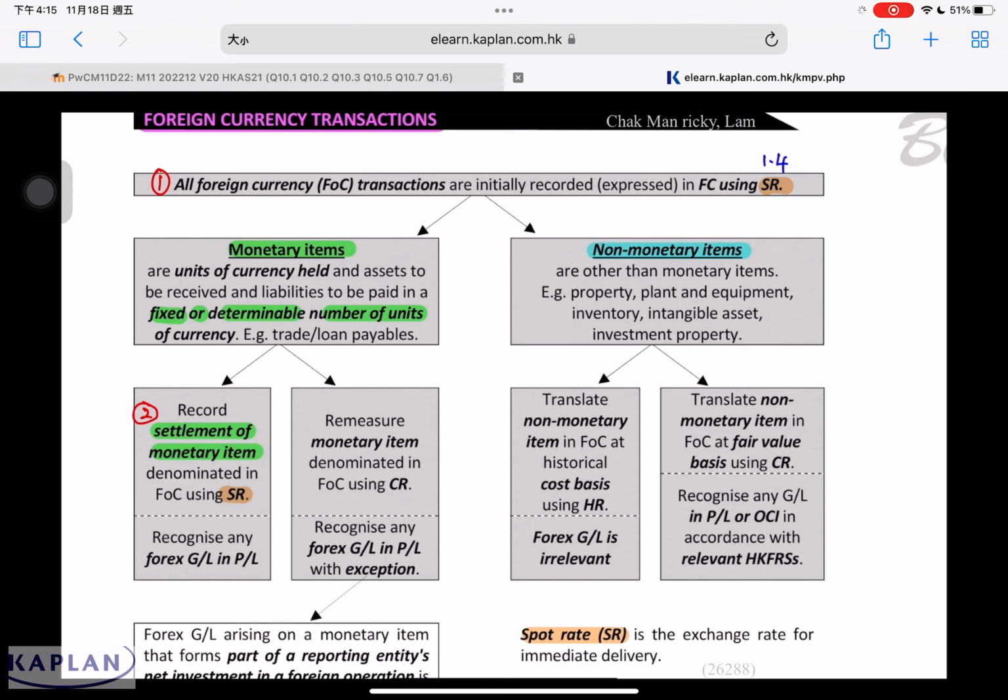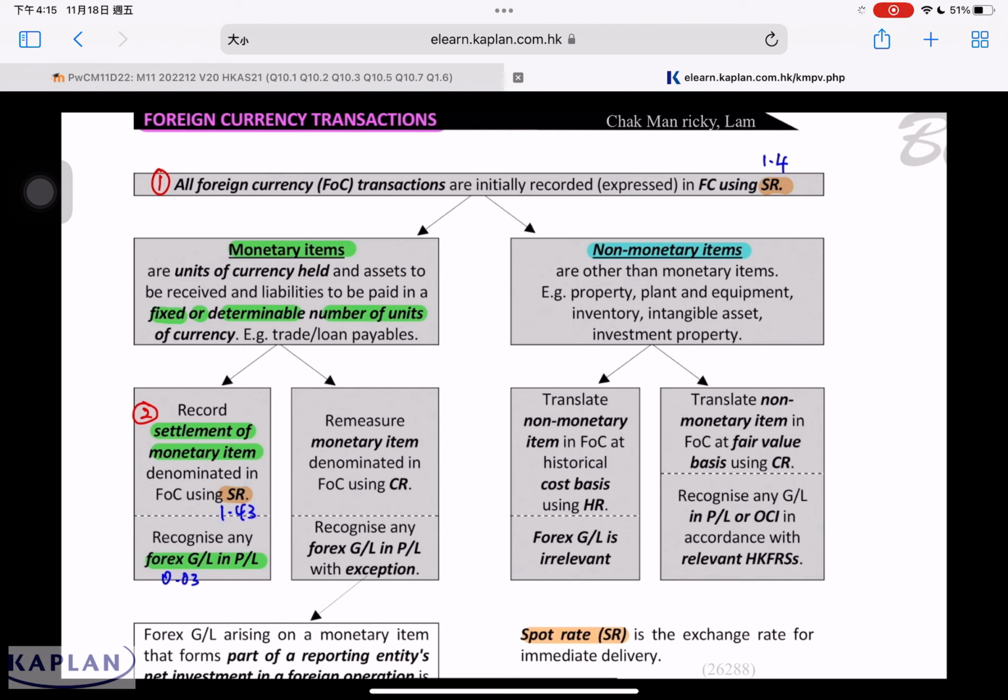Settlement of monetary item must be at spot rate. This spot rate is not the spot rate at the date of initial recording. This spot rate is the spot rate at the date of settlement. For example, at the date of settlement it is 1.43. Initially, we recorded at 1.4, now it's 1.43. There's a difference of 0.03. 0.03 is the exchange difference. These exchange differences must be recognized in P&L. When settling a monetary item, any exchange differences must be recognized in P&L.